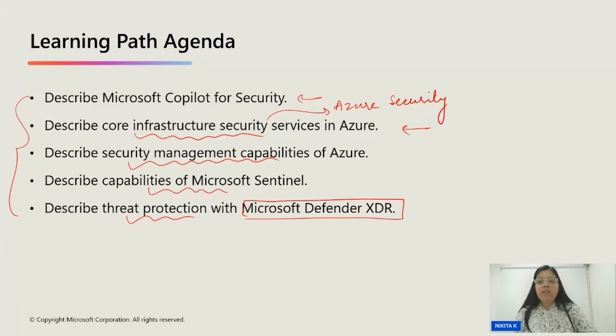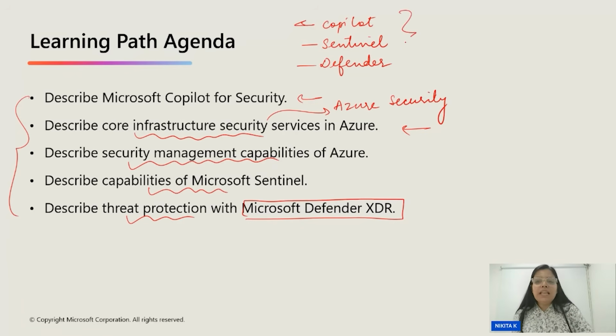So overall, we will be discussing 3 different tools. First one will be your Copilot. Second one will be your Sentinel. And third one will be your Defender. When I say Copilot, Sentinel, or Defender, these are either your Azure service or your M365 service.